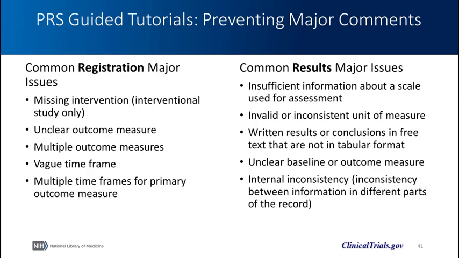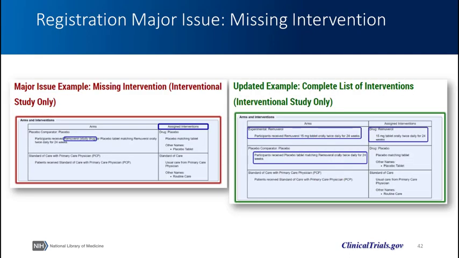The major issues discussed in the review tutorials for registration and results are listed here. Major issues commonly identified in the registration review include missing interventions, unclear or multiple outcome measures, and vague or multiple timeframes. Major issues commonly identified during results review include insufficient scale information, invalid or inconsistent unit of measure, written results or conclusions, unclear measures, or internal inconsistencies between different parts of a record. The tutorials provide examples of each major issue, as well as possible solutions to resolve the issue.